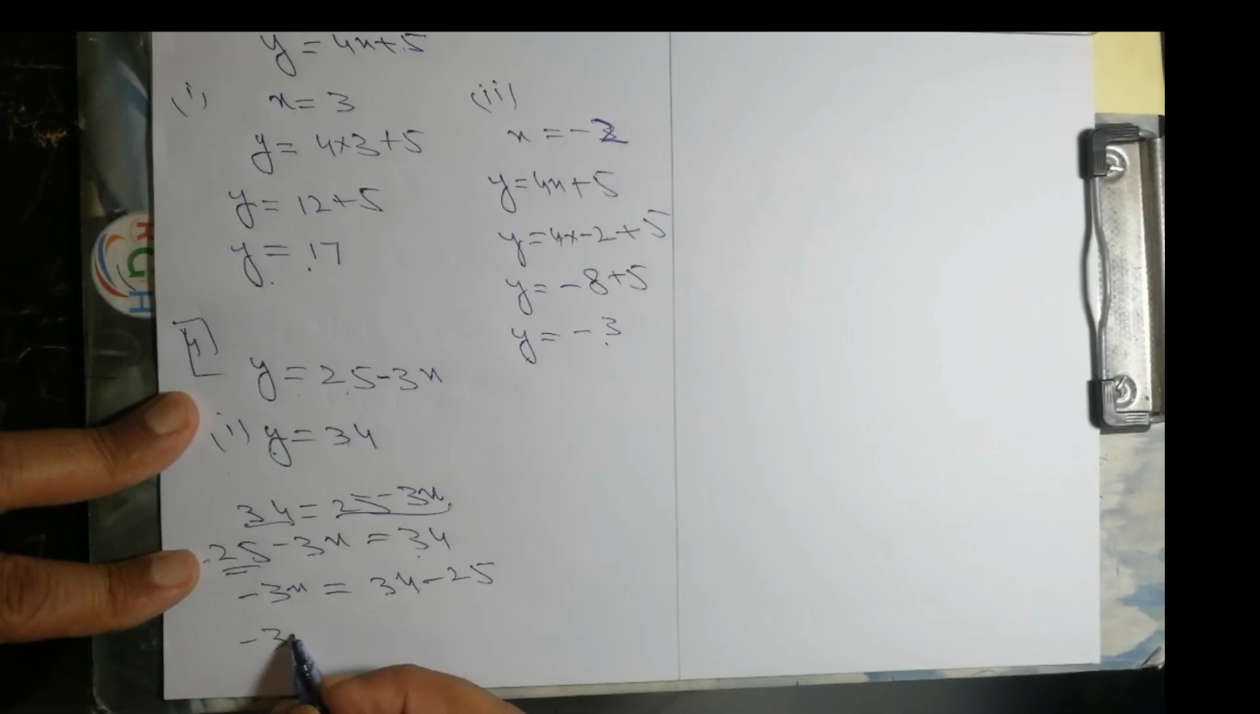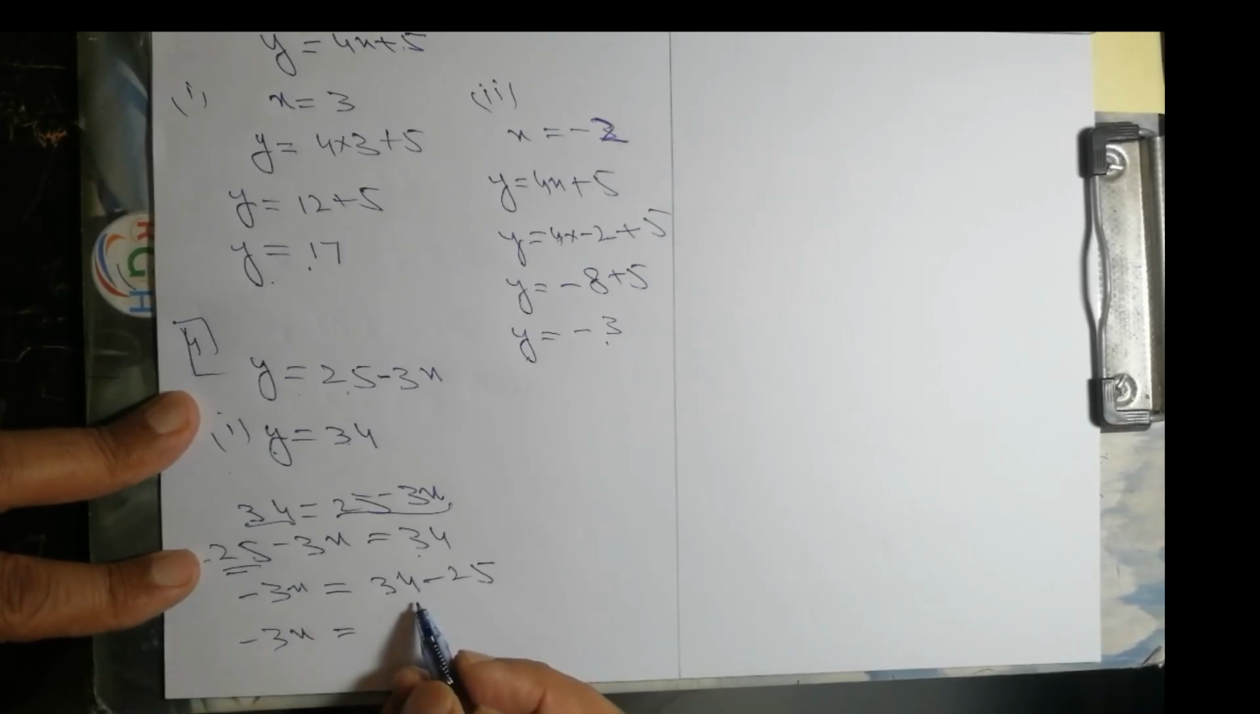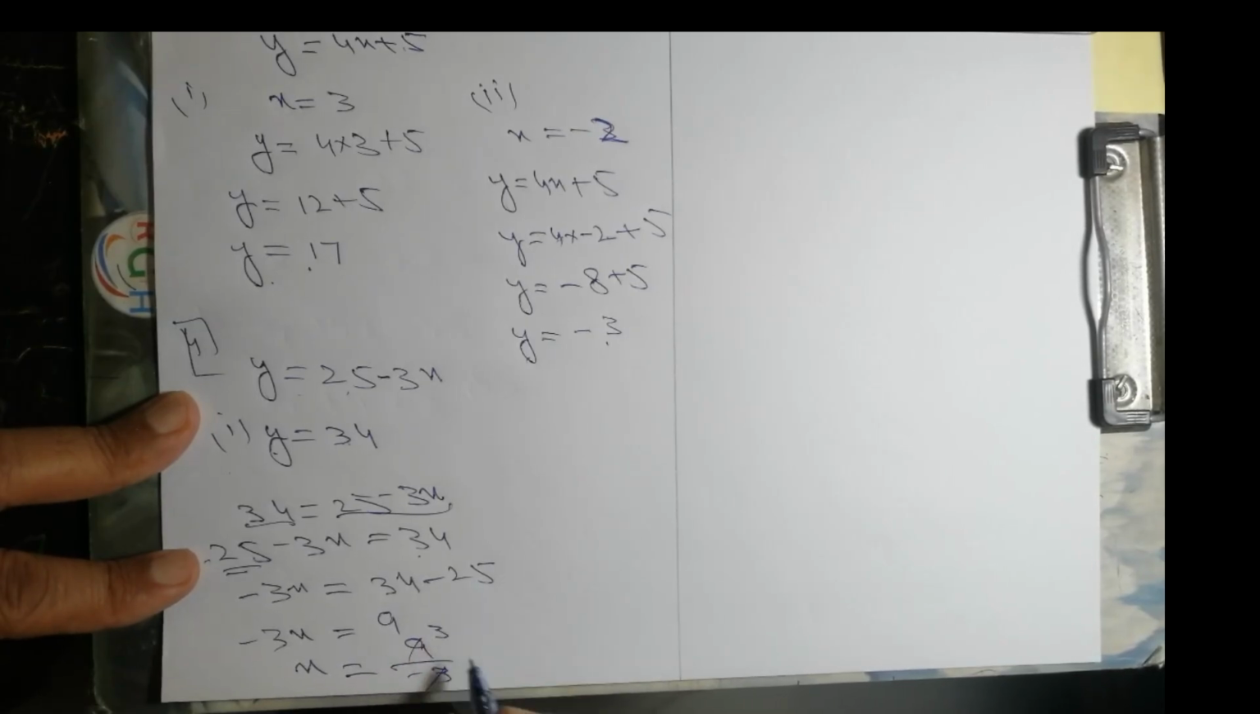So minus 3x equal to 34 minus 25, this will be 9, and x is equal to 9 divided by minus 3. 3 threes are 9. Now 3 over minus 1, the minus will be placed with the 3. So minus 3 is the answer. The value of x is minus 3.